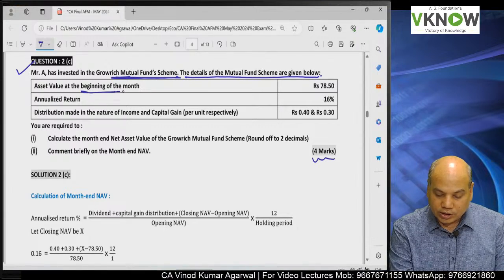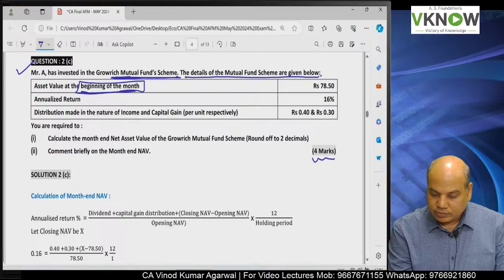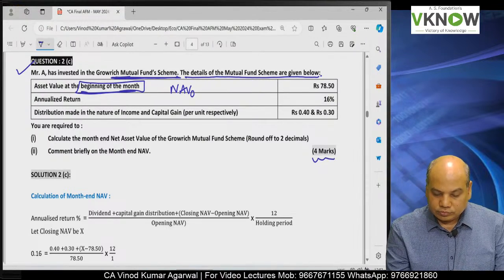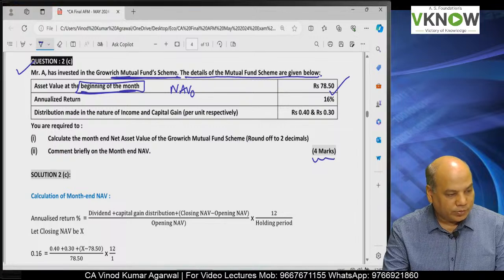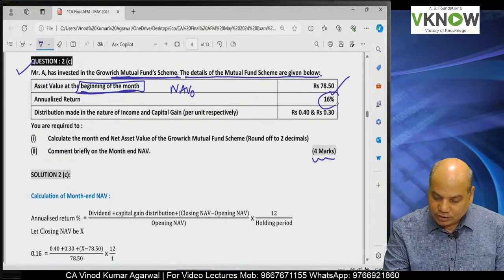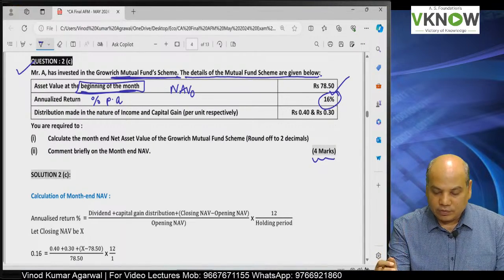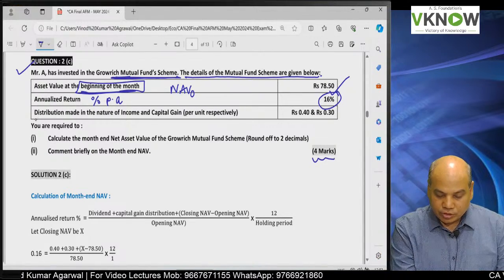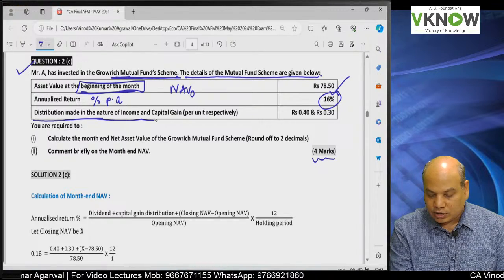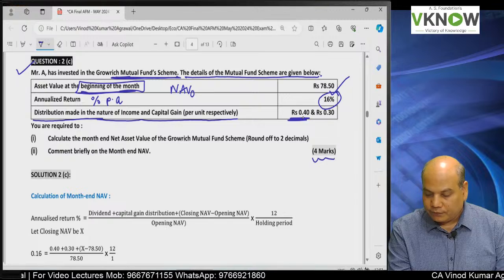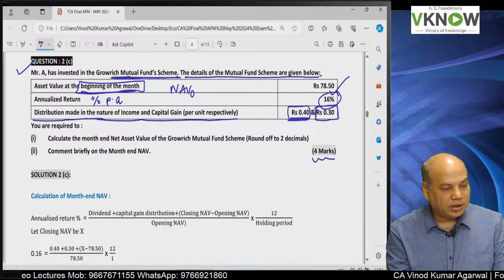Asset value at the beginning of the month. This is actually NAV 0, 78.50. Annualized return, that is return percentage per annum. So they have already done annualization, 16%. Distribution made in the nature of income and capital gain per unit respectively: 0.40 is the dividend distribution, 0.30 is the capital gain distribution.